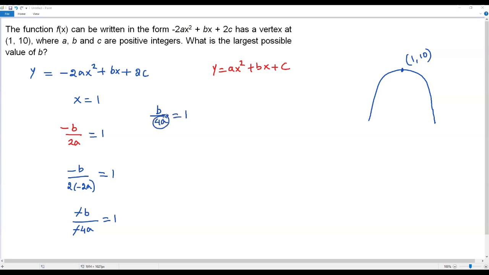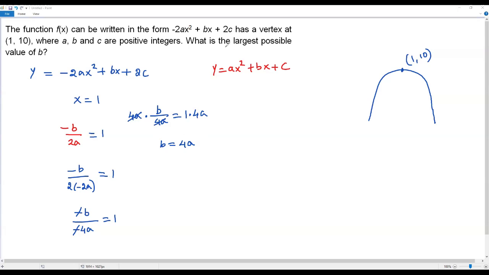Okay, now to get rid of the denominator 4a, I multiply both sides of the equation by 4a. When I do so, the 4a and 4a cancel out. I am getting b equals 1 times 4a, which is 4a. Now I have solved for b in terms of a. So now what I need is to get the value for a.